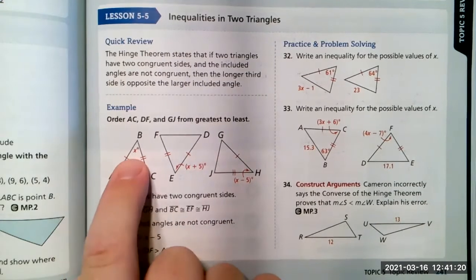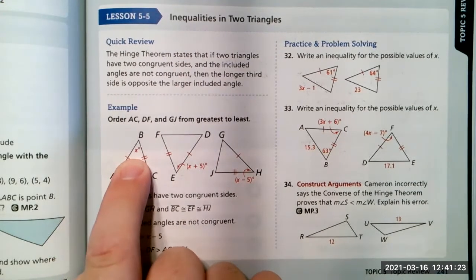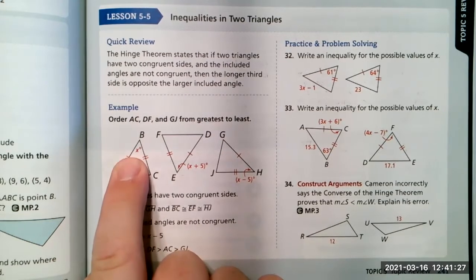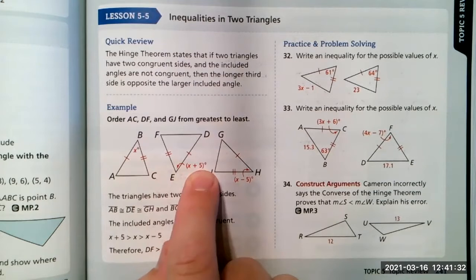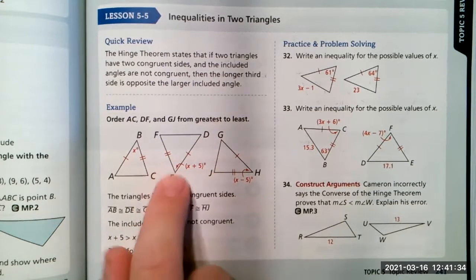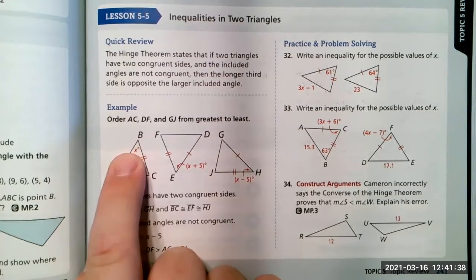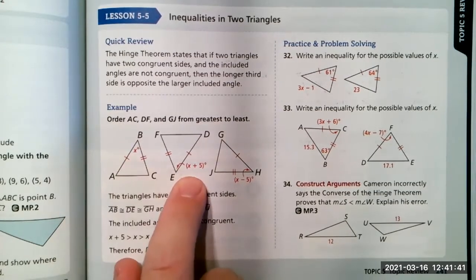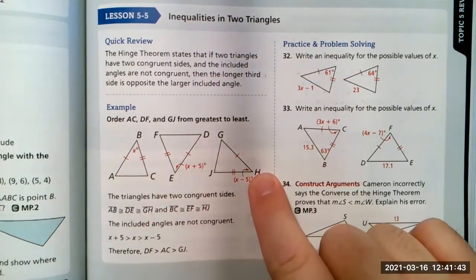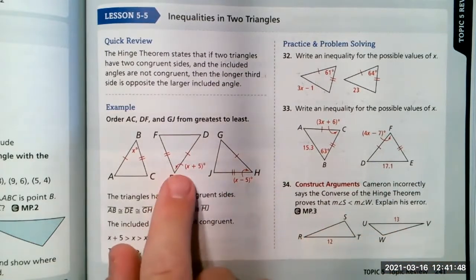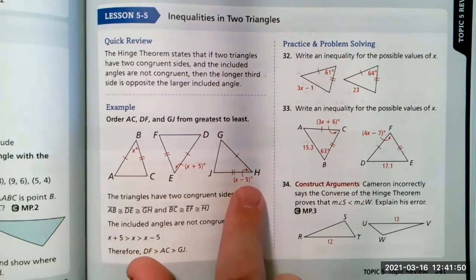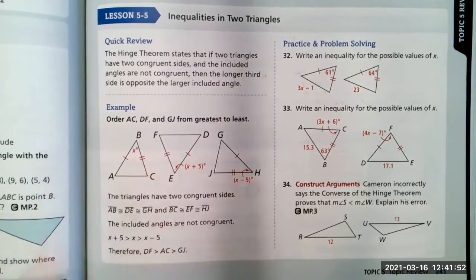If this side is X, and this angle, angle B, is X, the angle that joins those two sides, and if the angle that joins these two sides is X plus 5, what that's saying is that this angle, angle E, is 5 bigger than angle B, right? X plus 5. And then this angle, angle H, that joins the two sides is X minus 5. So kind of the same thing as angle E, but angle H is 5 less than X.